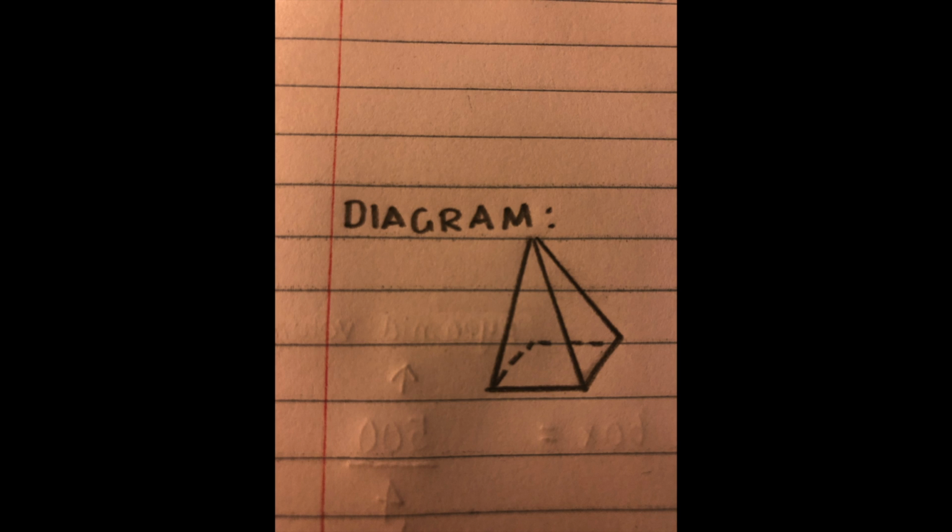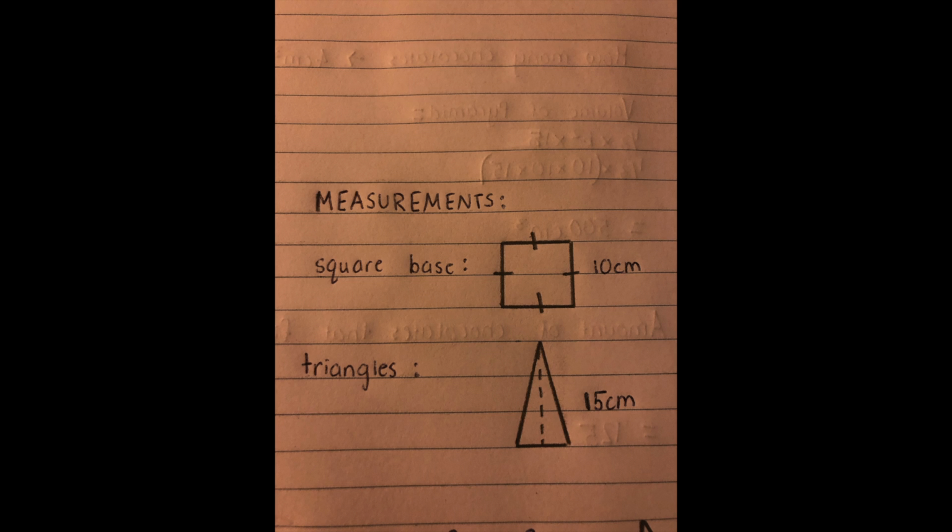Our next step was to draw a diagram of our chocolate box, which is this image here. Following this, we needed to figure out how much material was needed to make this box. This question was asking us to find the surface area of the pyramid. To do this, we first had to give our shape measurements. We settled on our square base being 10 centimeters each side. Our triangles were 15 centimeters in height.